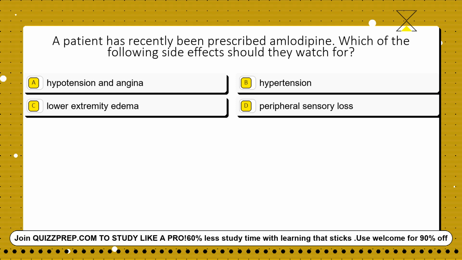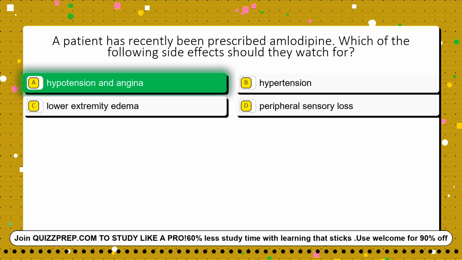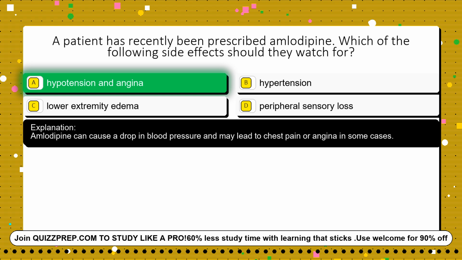Option A. Hypotension and angina. Option B. Hypertension. Option C. Lower extremity edema. Option D. Peripheral sensory loss. The correct answer is option A. Hypotension and angina. Amlodipine can cause a drop in blood pressure and may lead to chest pain or angina in some cases.